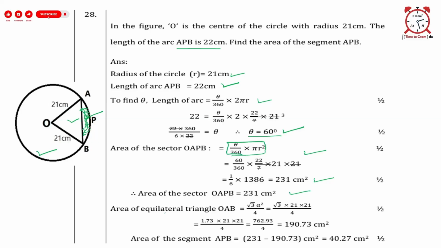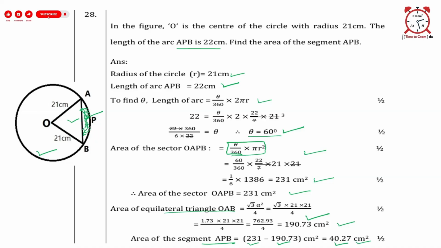Now, this is the equilateral triangle as discussed here. So we will use the equilateral triangle formula directly here. So we will have area of the triangle as 190.73 centimeter square. As we discussed, to find the area of segment APB, we have to subtract the area of the triangle from the area of the sector. Then we will get the area of the segment as 40.27 centimeter square.